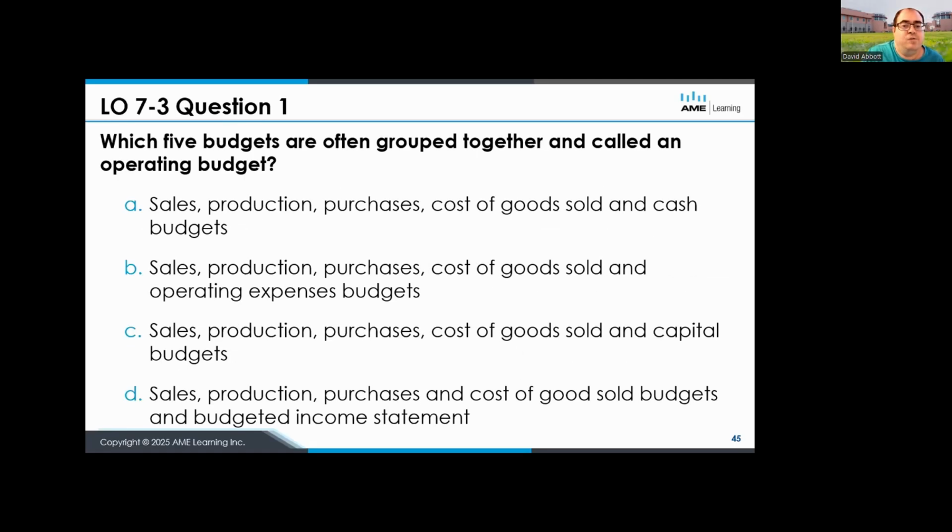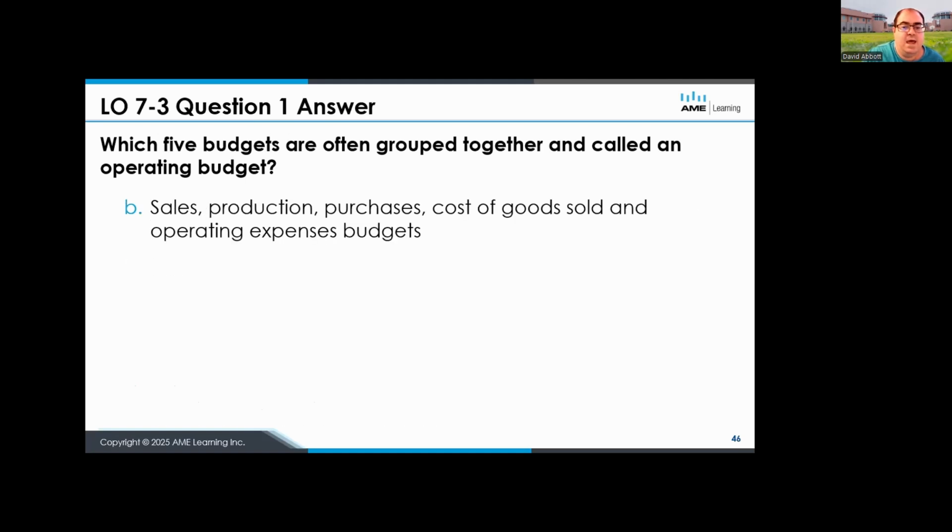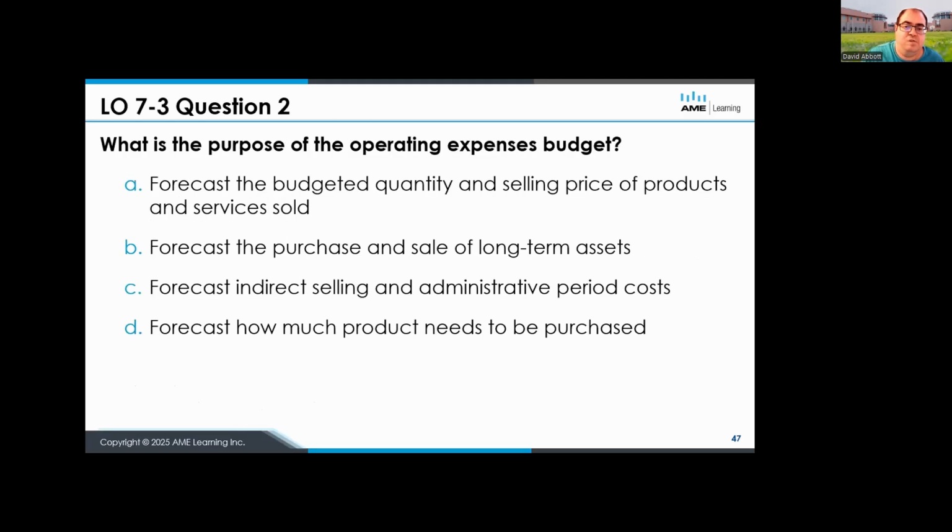All right. So what five budgets are often grouped together and are called part of our operating budget? If we look, it is going to be our sales budget, our production budget, our purchases budget, our cost of goods sold budget, and the operating expenses budget.